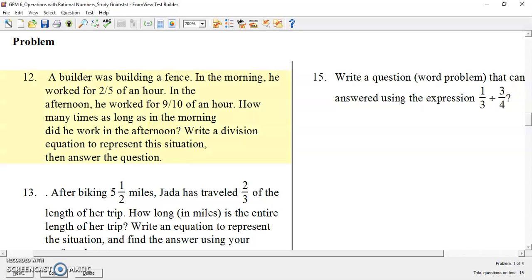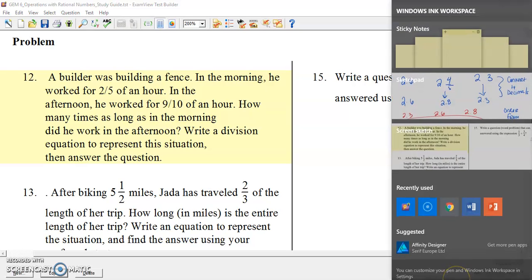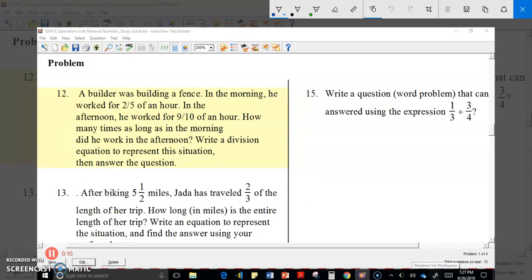Number 12, a builder was building a fence. In the morning, he worked for 2/5 of an hour. In the afternoon, he worked for 9/10 of an hour. How many times as long as in the morning did he work in the afternoon? Write a division equation to represent the situation. Well, since 2/5 is less than 9/10, I would do 9/10 divided by 2/5 in order to determine that solution.